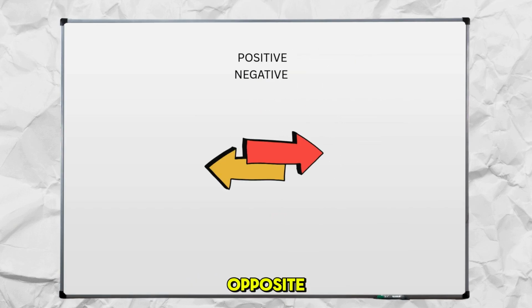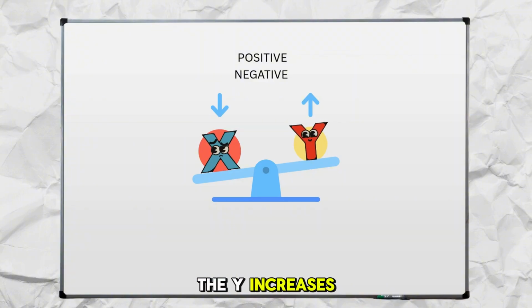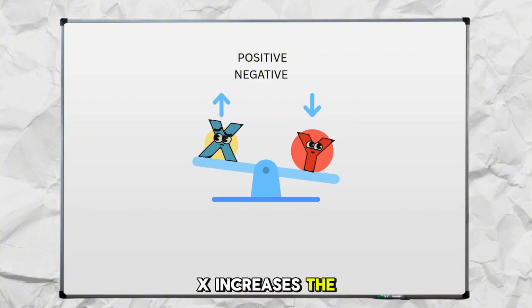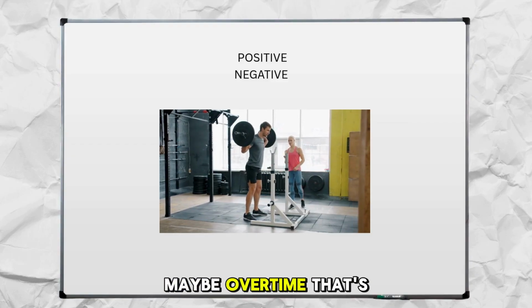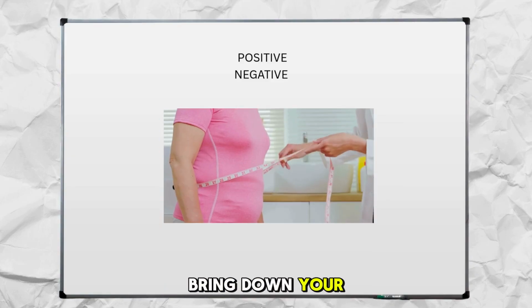Negative is going to be the opposite. As the x decreases, the y increases, or as the x increases, the y decreases. Let's say you spend more time in the gym over time. That's going to maybe bring down your weight.